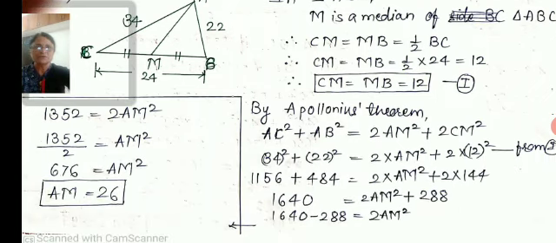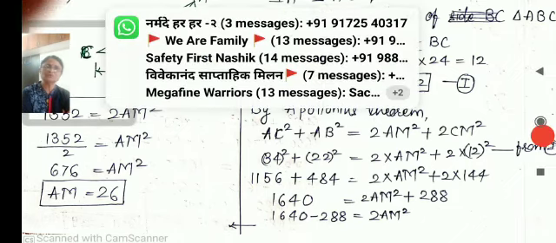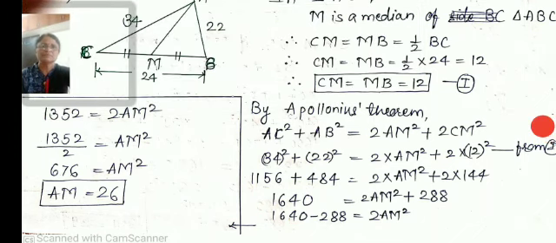Again by the Apollonius theorem, AC square plus AB square, the sum of the squares of these sides, equals 2AM square plus 2CM square. So 1156 plus 484, the addition is 1640, equals 2AM square plus 288. Subtracted from 1640, we get 1352. When we divide by 2, we get 676. Taking the square root of this, AM equals 26.